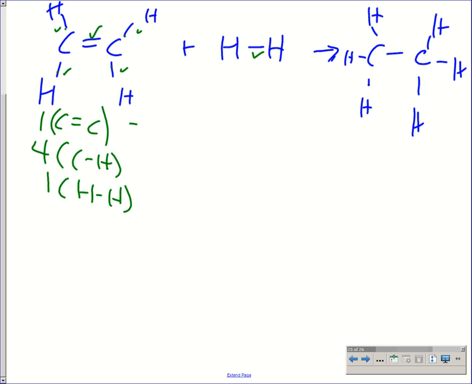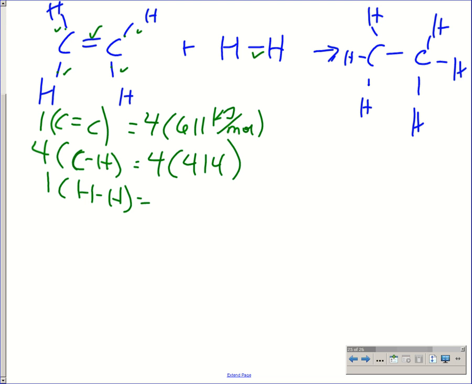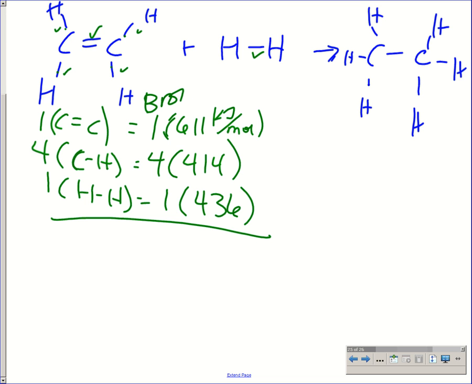Okay, what are the numbers that are associated with these? Look in your book for C double bond. 611 kilojoules. I believe you. Okay, 611 kilojoules per mole. I'm not going to write the units. I'm going to leave that one unit right there, and I will write the rest. What's the CH bond? 414. Is everyone seeing where we're getting these numbers? All right, and then 1 HH. 436. Okay, so what's the total for the bonds broken?